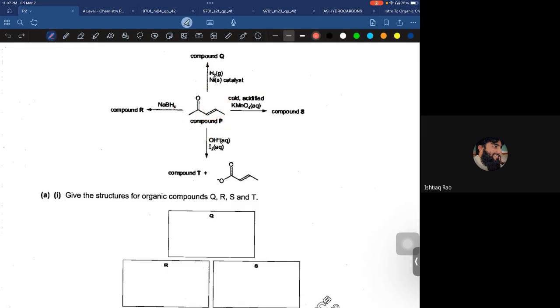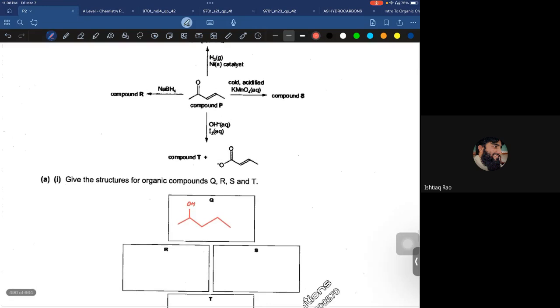This is your reducing agent. Hydrogen in the presence of nickel catalyst, this is your reducing agent. So you would be getting your secondary alcohol, okay? And you would be getting your alkane, okay?